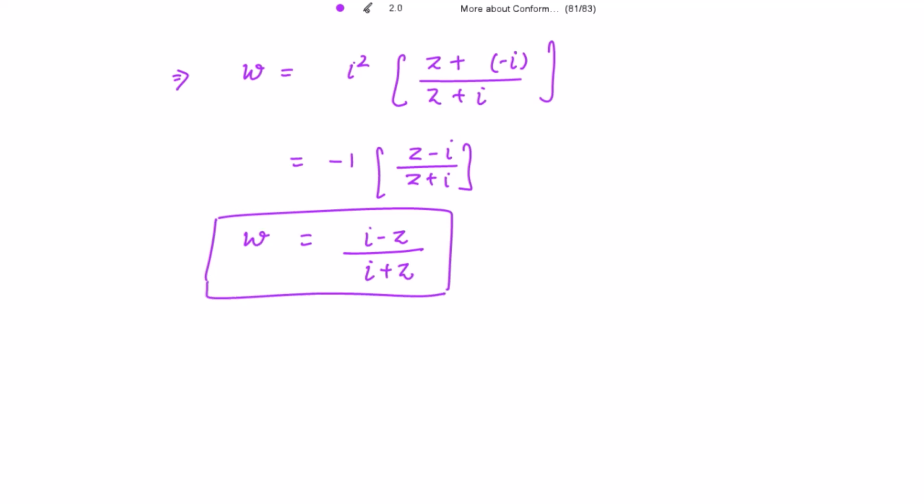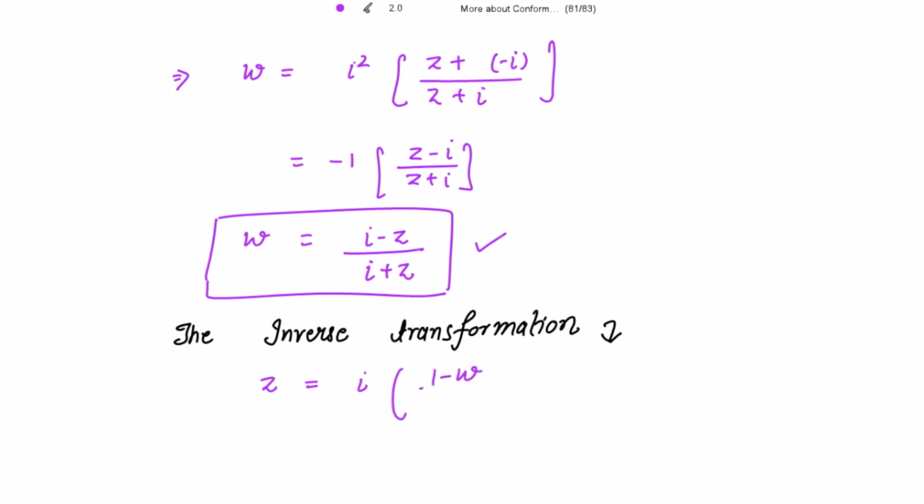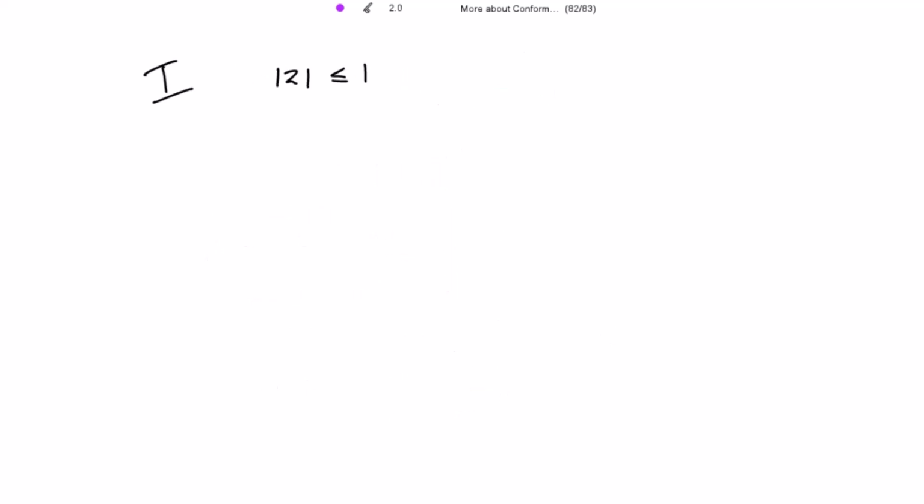And now to calculate the inverse transformation. So for the inverse transformation, we just have to write the value of z from this transformation in terms of w. So when you cross multiply, you will get that z is equal to i times (1 − w) divided by (1 + w). Please do this yourself. And then the first part is to find out the images of mod z less than or equal to 1 under that inverse transformation. So just put the value of z over here, which we have just calculated as the inverse transformation.